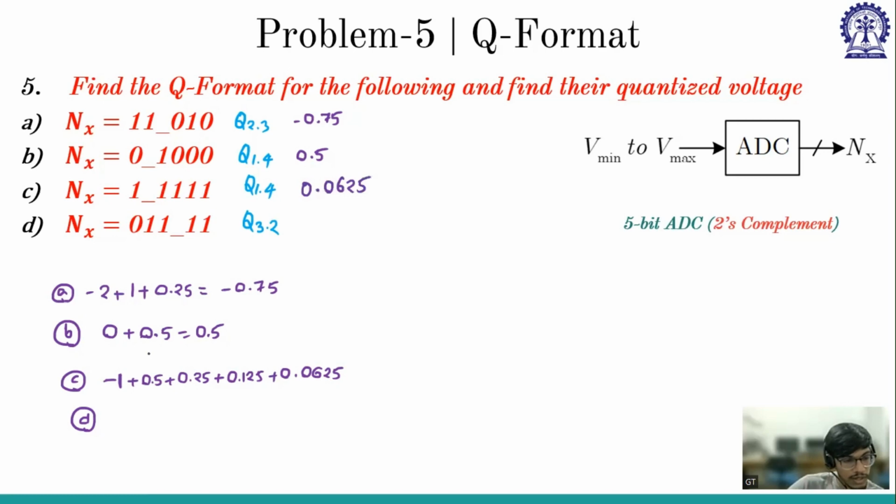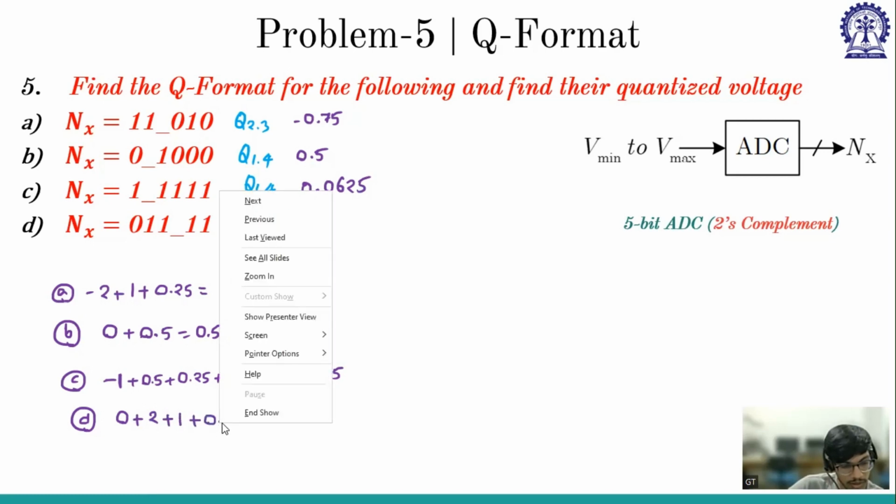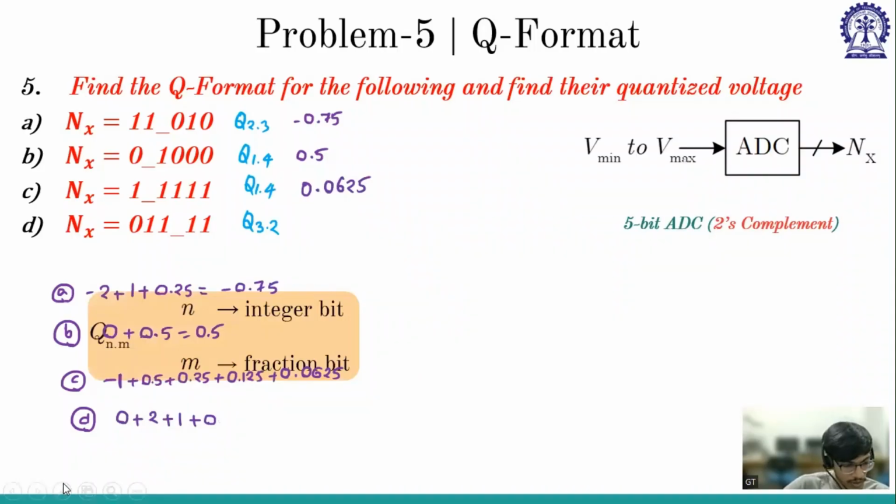And for the last case, it will be what? 0 plus 1 into 2 to the power 1, plus 1, minus 0.5, 0.25. So 0.5 plus 0.25, it is 3.75. So these are the values. Here n is the integer bit, m is the fraction bit. That's how we calculate the quantized voltage.